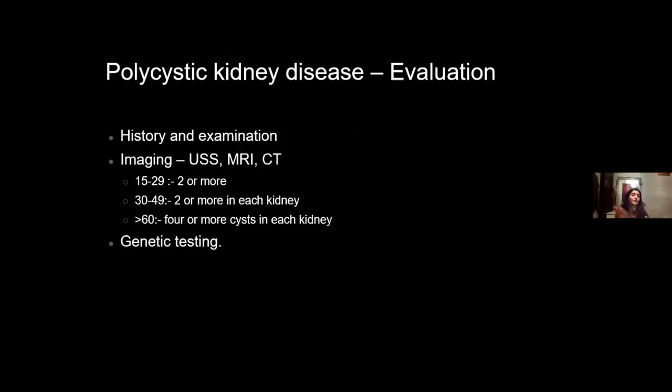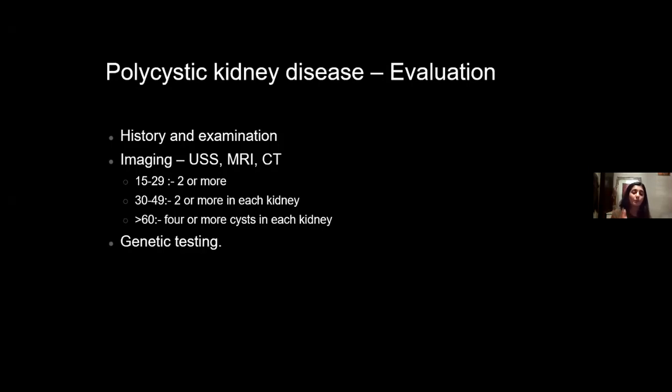So we take our history and examination. They may come with flank pain, which would be the most common cause of them coming to the hospital. So they might have a lot of flank pain. And a full history and examination can only tell us so much. So we then go on to do our imaging. We can do an MRI, a CT, or an ultrasound scan.